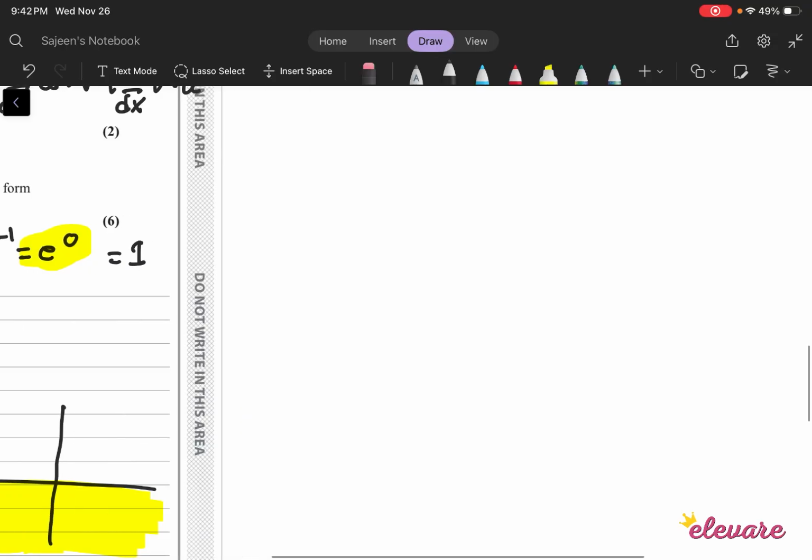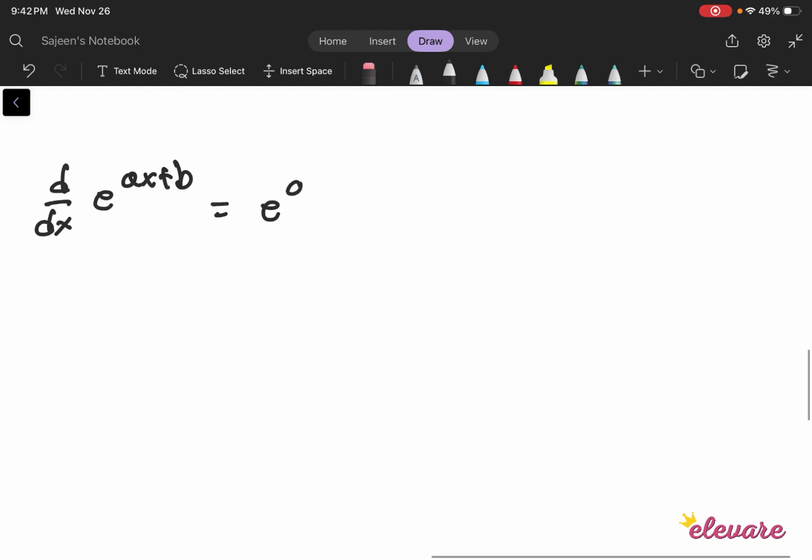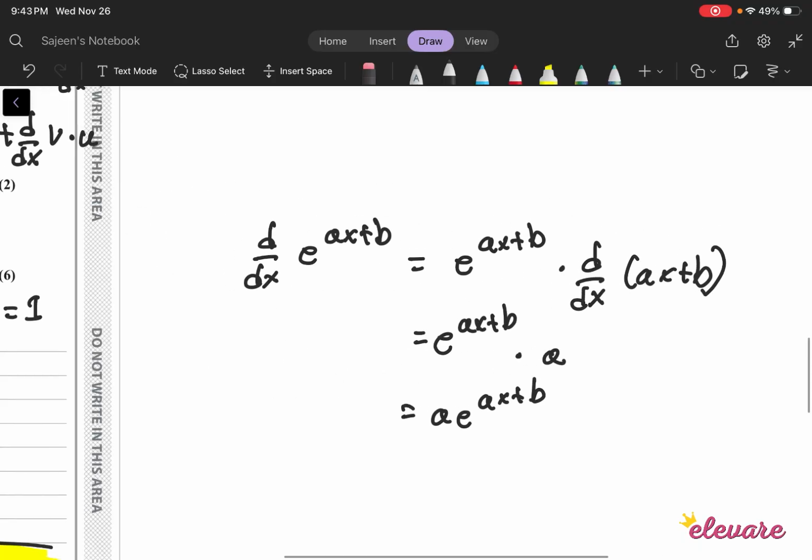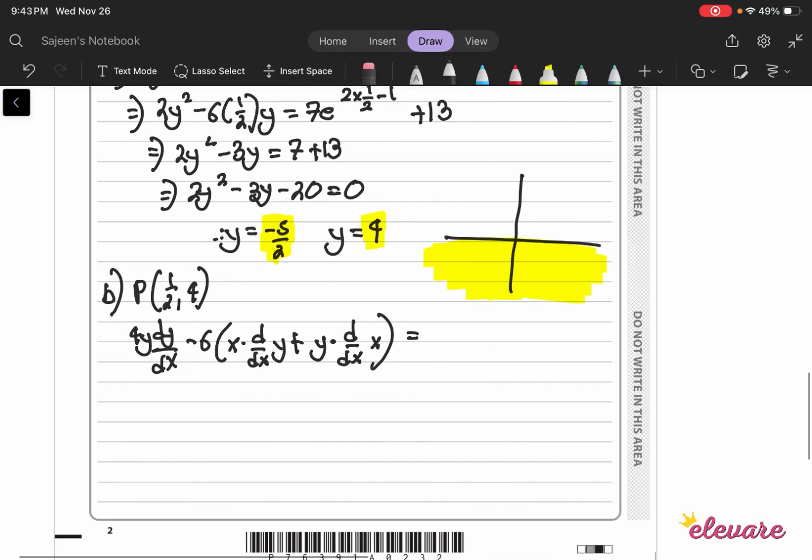আমি তো জানি একটা জিনিসের differentiation, e to the power x এর differentiation কি, d/dx of e to the power ax plus b is equals to e to the power ax plus b into d/dx of ax plus b, right? Which is e to the power ax plus b into a. এখানে, so it's just going to be a e to the power ax plus b. This is my formula for exponential এর আমার differentiation টা, right?